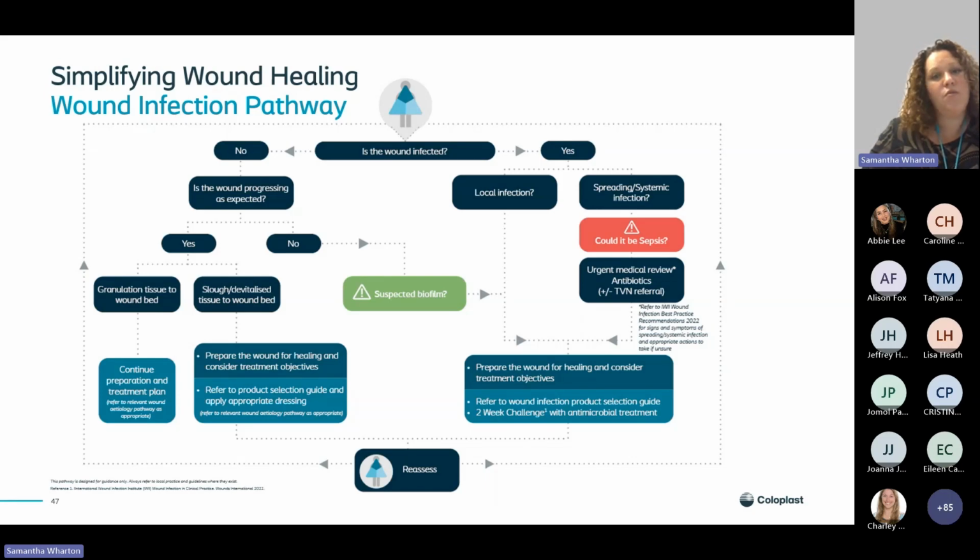If there's spreading or systemic signs of infection, could it be sepsis? At this point, we need urgent medical review, antibiotics. So you need to be referring on immediately if there's any signs of spreading or systemic infection, to make sure that they're able to get those antibiotics. And then alongside that, you can still be using that wound preparation and an antimicrobial at the same time to attack it from both sides.